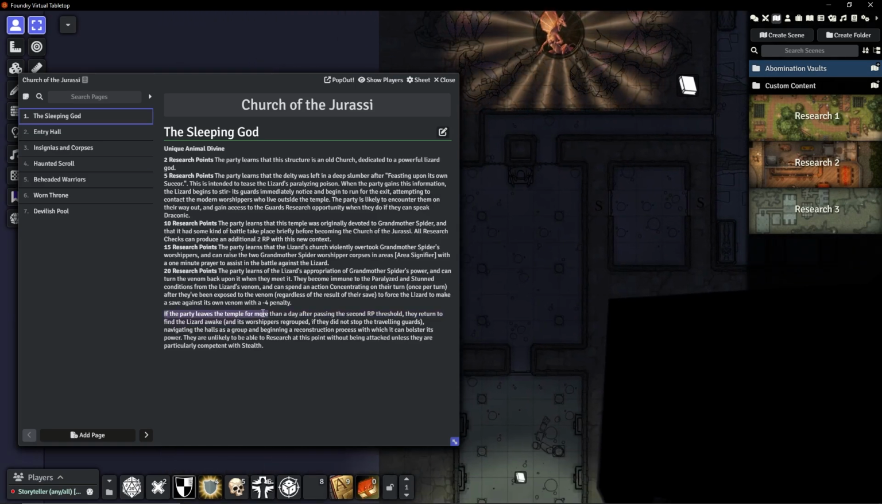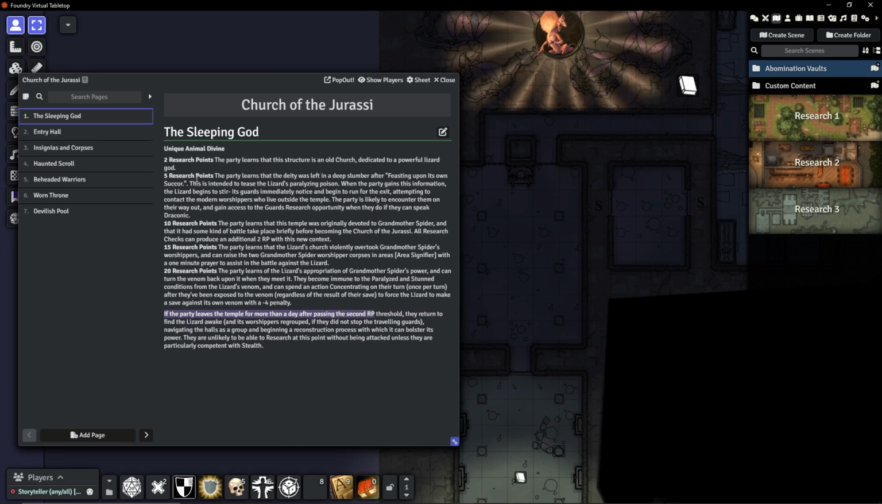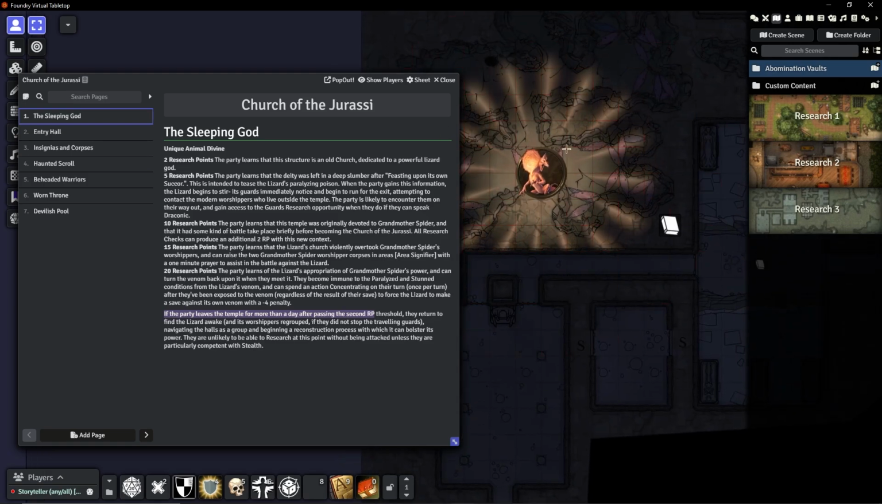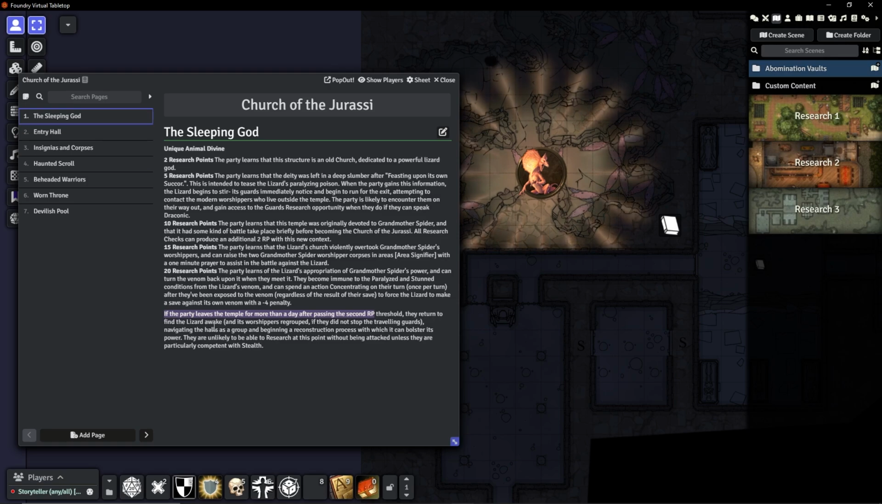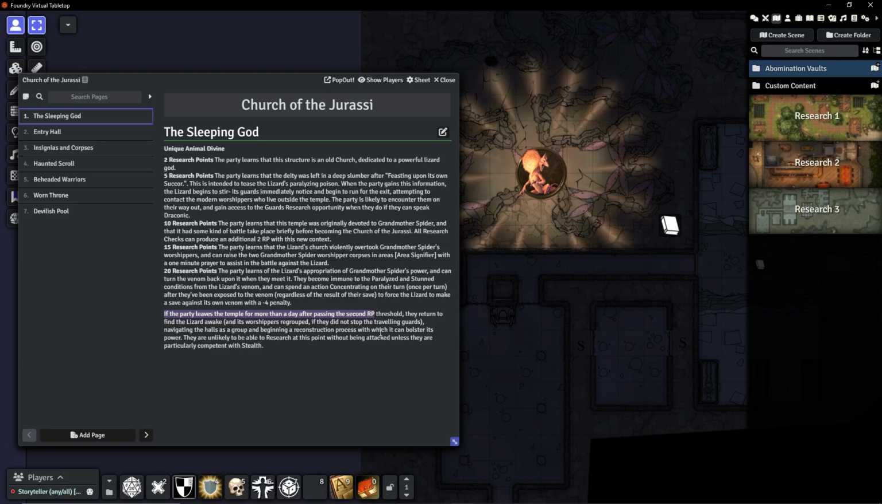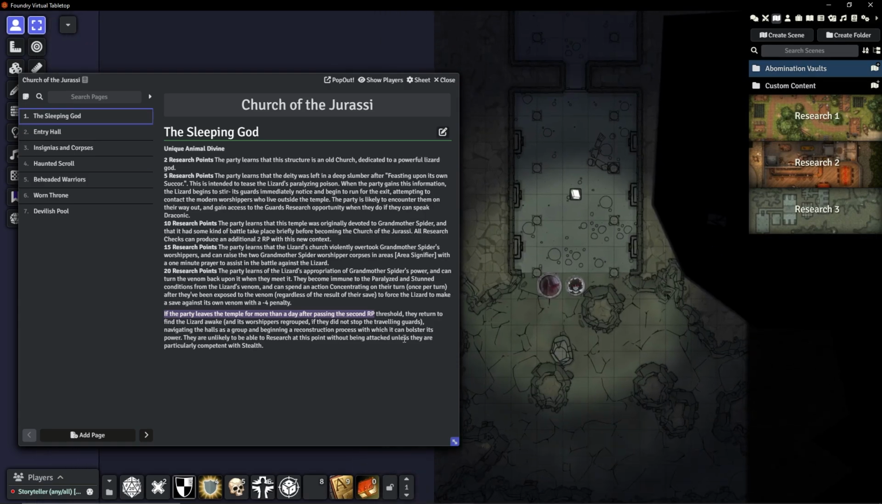If the party leaves the temple for more than a day after they pass the second research point threshold, they will return to find the lizard awake and its worshippers regrouped if they did not stop the traveling guards, navigating the halls as a group and beginning a reconstruction process with which it can bolster its power. The party is unlikely to be able to research at this point without being attacked unless they are particularly competent with stealth, or perhaps they have some illusory walls they can set up.